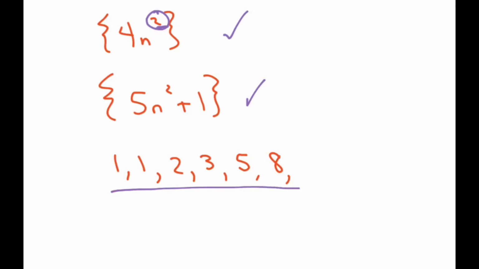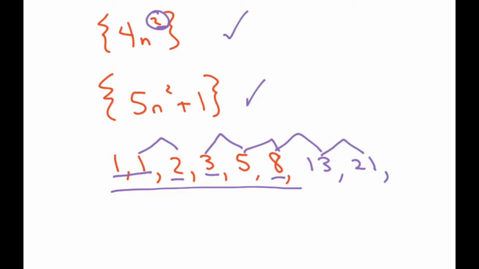Also, this one's a Fibonacci sequence, and it's a recursive formula where you take the prior two terms and add them. So 1 plus 2 is 3. 3 plus 5 is 8. And you keep going. This would be 13. Add these two, you get 21. Add these two, you get 34. And so forth.